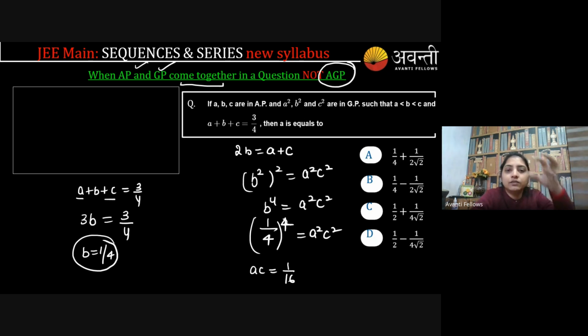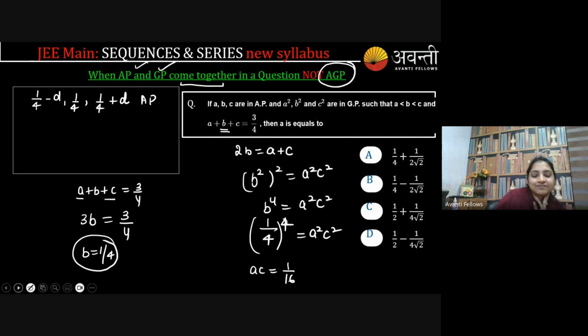Or I can use it in this way: if B is known to me and A, B, C are in AP, then you can say 1 upon 4 minus D, 1 upon 4 and 1 upon 4 plus D are in AP. Agree? It means 1 upon 16 minus D square must be equal to AC. Yes or no?